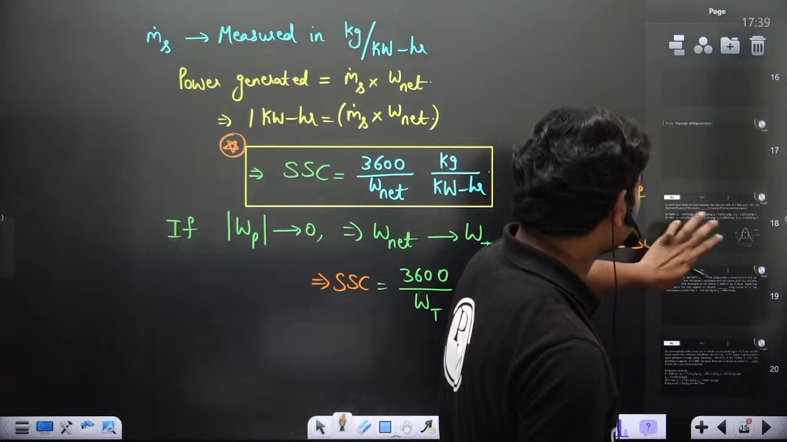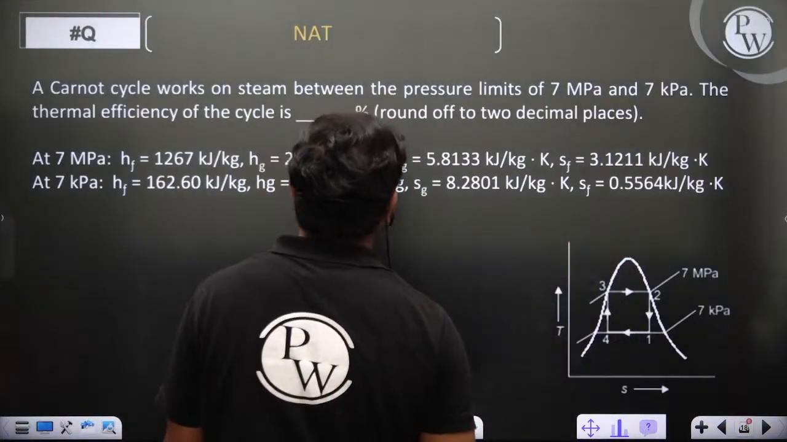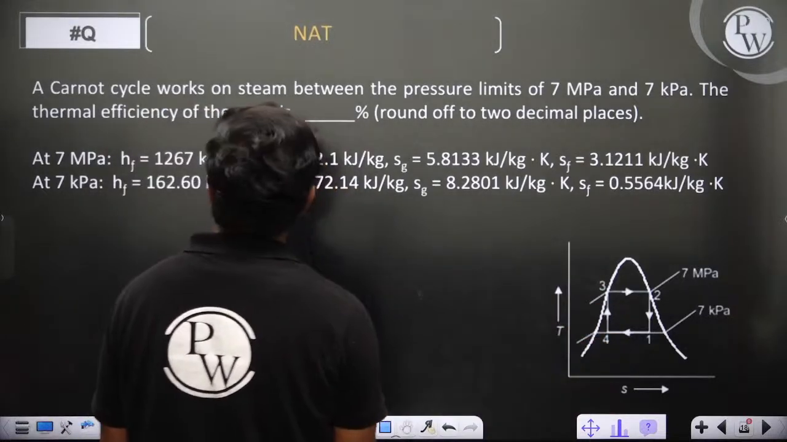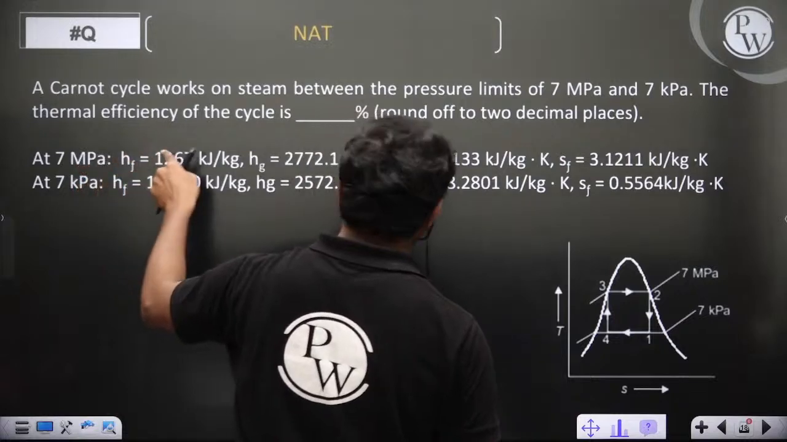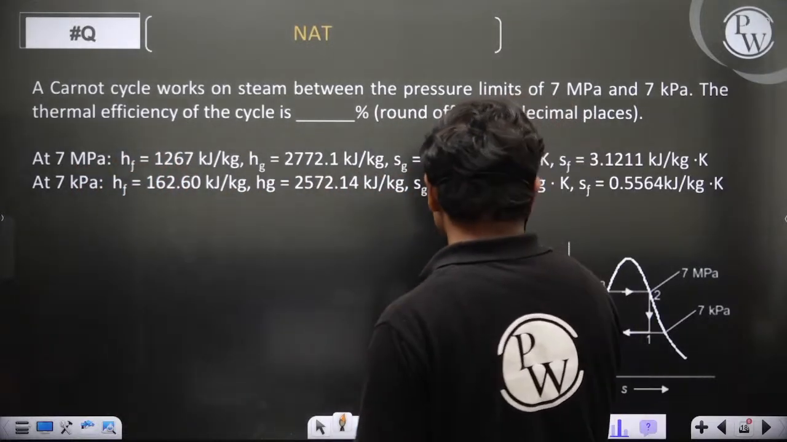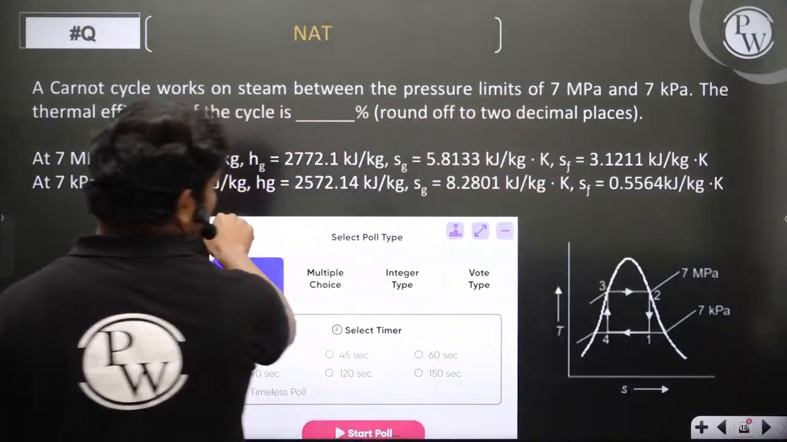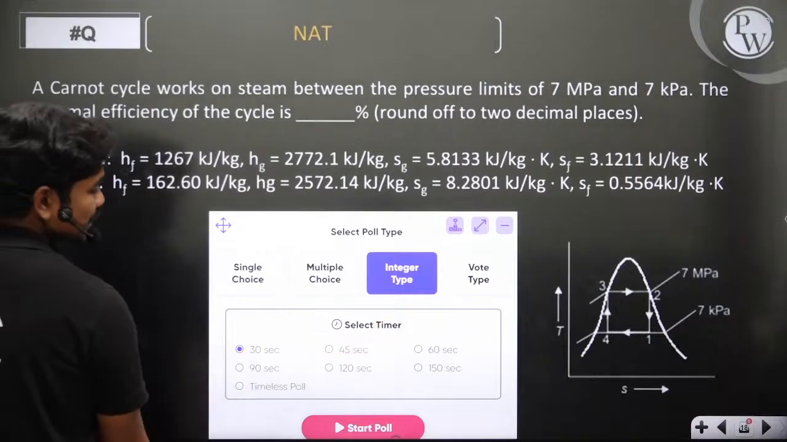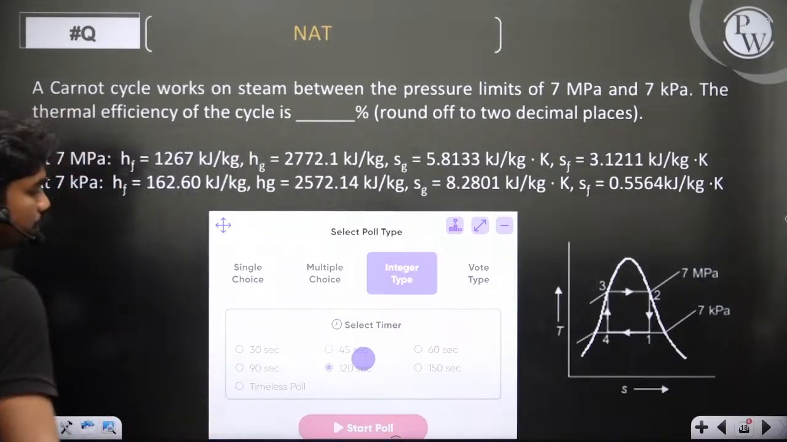Let's see. Come on, let us solve this question. A Carnot cycle works on steam between the pressure limits of 7 megapascals and 7 kilopascals. The thermal efficiency of the cycle is dash, round off to 2 decimals. At 7 megapascals, HF, HG, SG, SF are given. At 7 kilopascals also these values are given. I am starting a poll, so just work it out and round off to 2 decimal places. Enter the nearest integer value. I'm giving some 120 seconds of time. Come on, start.